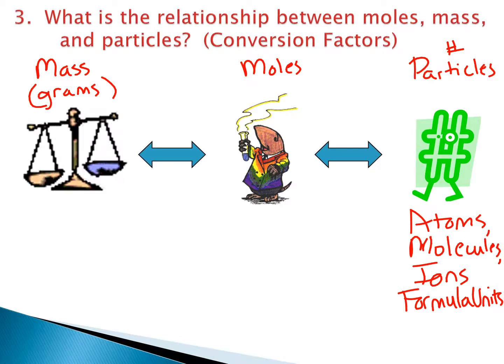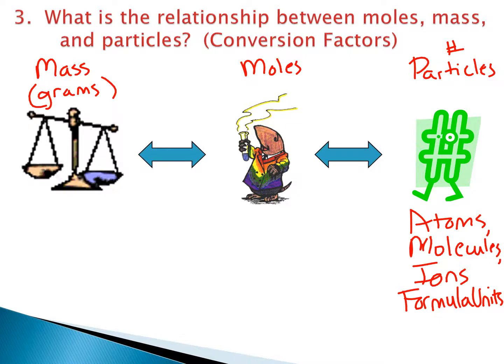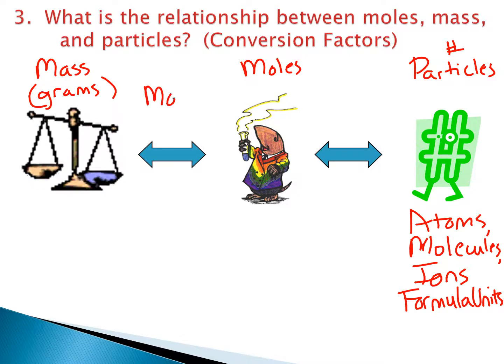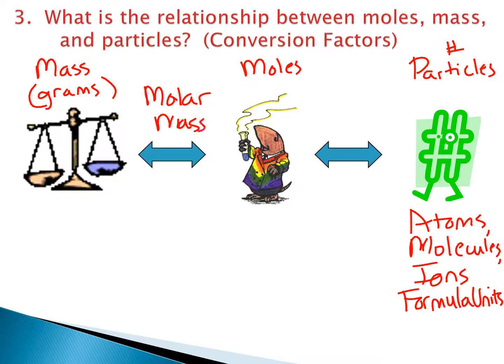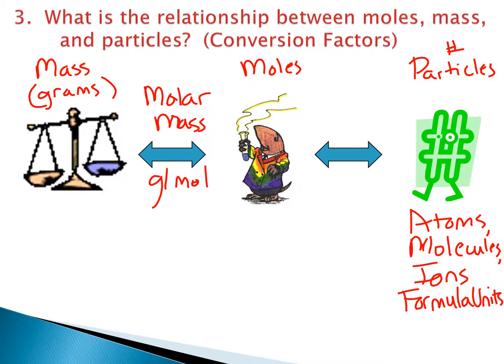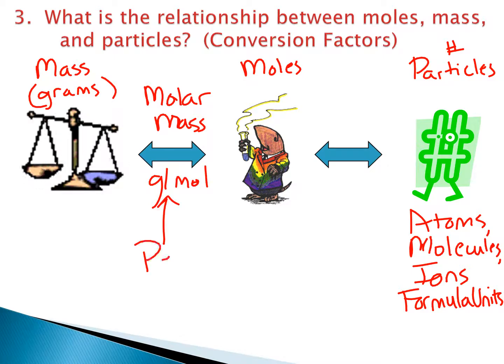If we want to convert between mass and moles, we need something that relates the grams to the mole. Fortunately, we do. We have molar mass, and the units of molar mass are grams per mole. And you'll recall from just a minute ago that this comes from the periodic table.